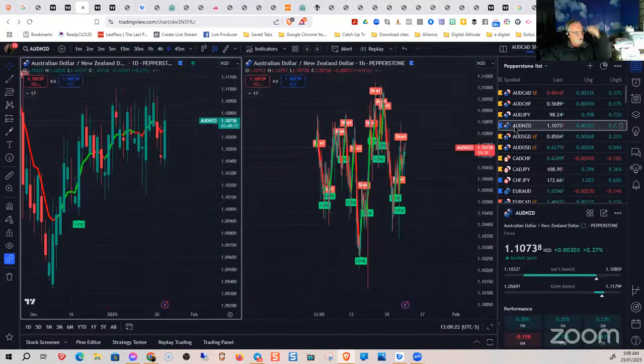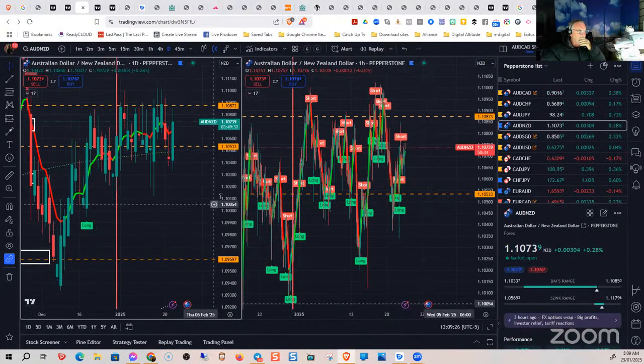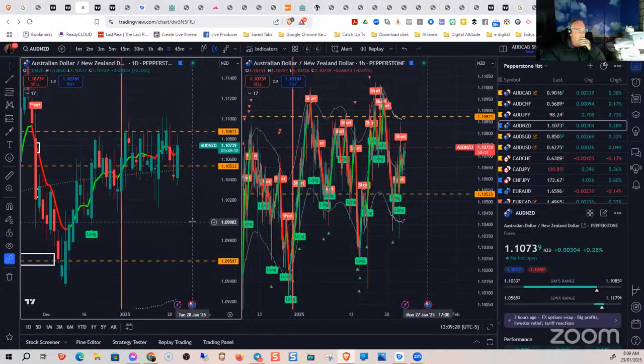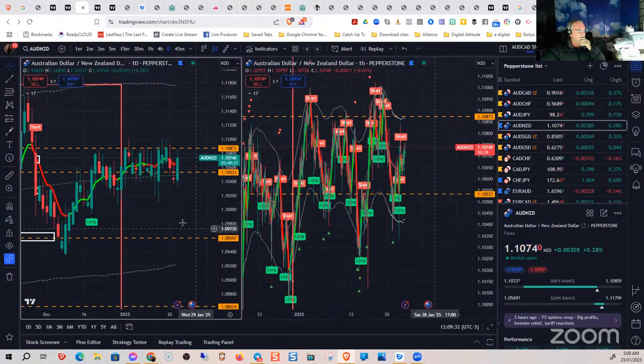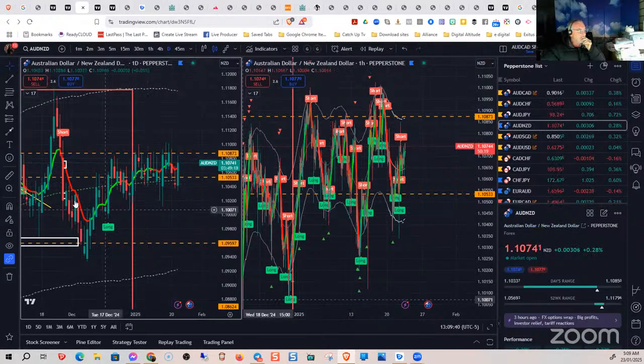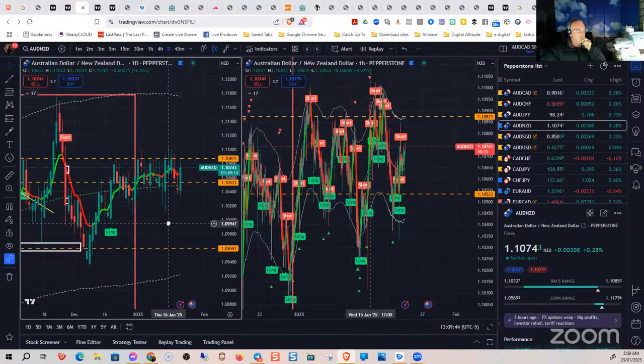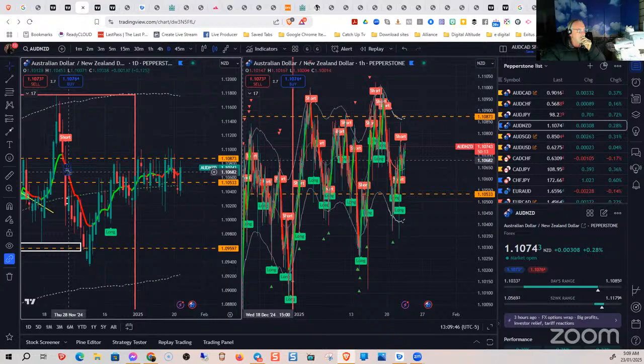AUD NZD, that also, looking at that as a sort of buy option on this one. It has been going sideways though. It's pretty dull as far as an option is concerned.